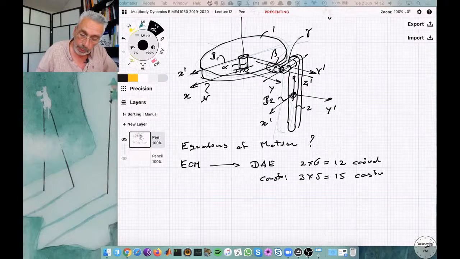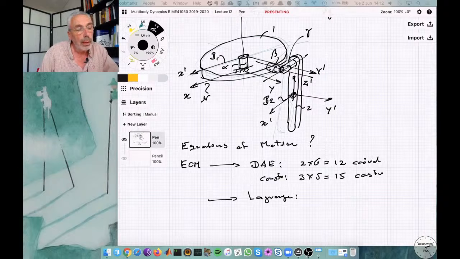Okay, next approach. We could do a Lagrange approach. So we could do Lagrange, right? What does Lagrange say? Well, Lagrange tells us that we have to look for the independent generalized coordinates. Now, if I look at the system, of course we have 3 bodies in that sense, but anyway. If I look at the independent coordinates, then what are these independent coordinates?